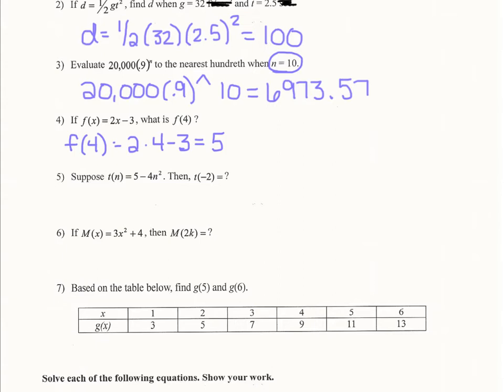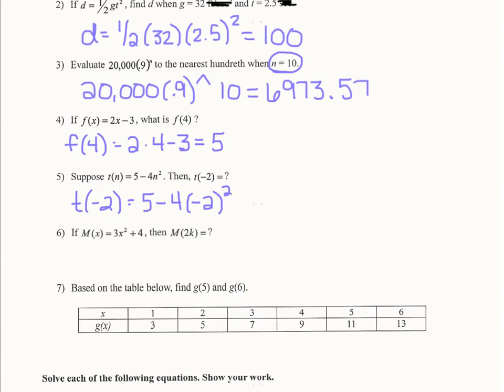Similar thing here in number 5, you're just taking the -2 and putting it in place of n. Be careful about how you're typing this one into a calculator. To find t of -2, I would type in 5 minus 4. And remember, when you're squaring a negative number, to put it in parentheses. Okay, so that's exactly how I would type it into my calculator.